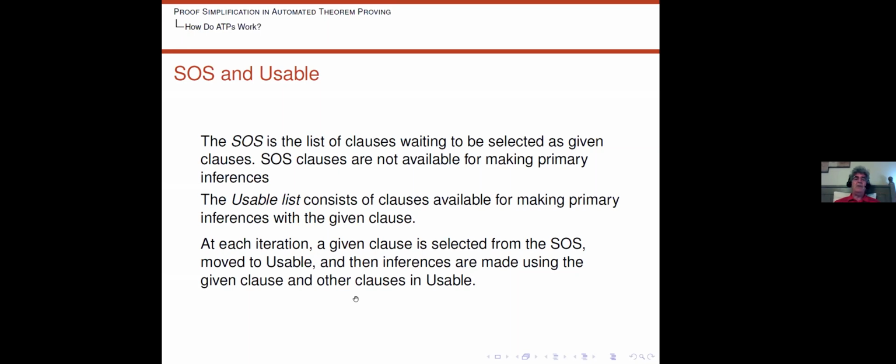And so what happens in the main loop, I won't write it as a formal while loop, I'll just describe it. In each iteration, a given clause is selected from the set of support, it's moved to the usable list, and then inferences are made using the given clause and all the other clauses in the usable list. So for example, if your primary inference is paramodulation, you use the given clause and one of the other usable list clauses to do a paramodulation and derive brand new clauses. And then those clauses are either kept or not, depending on if they repeat previous things and pass various retention tests.